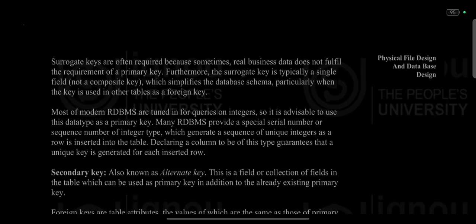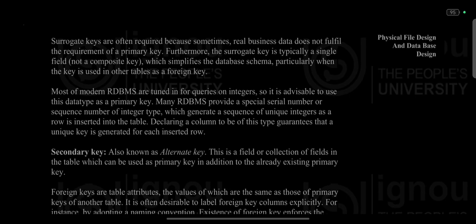Surrogate keys are often required because sometimes real business data does not fulfill the requirements of a primary key. Furthermore, the surrogate key is typically a single field, not a composite key, which simplifies the database schema, particularly when the key is used in other tables as a foreign key. Most modern RDBMS are tuned for queries on integers, so it is advisable to use this data type as a primary key.